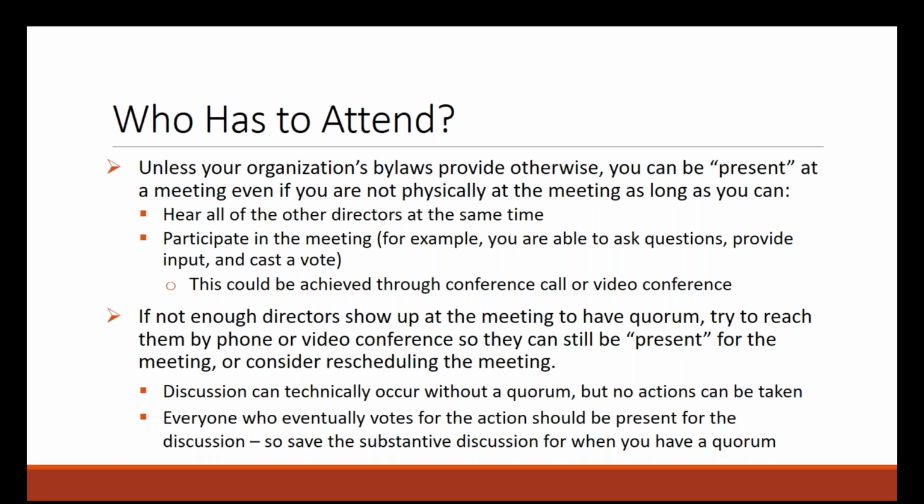But something that we like to emphasize is that everyone who eventually votes for the action should have been present for the initial discussion. So if you're having a discussion at one meeting where there's no quorum, and then folks are voting at the next meeting, there are necessarily going to be directors at that second meeting who weren't there for the initial discussion. There's going to be a disconnect. And those folks are not going to be voting in the same informed way, and they will not have been able to have the opportunity to guide the conversation and voice their concerns. So we recommend as a best practice to save the substantive discussion around an issue for when you have the quorum that you need to actually vote on the issue.